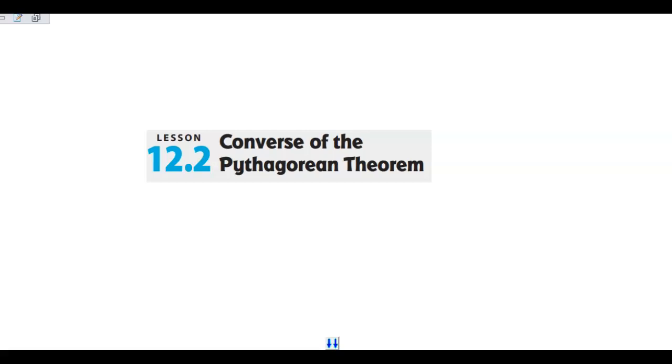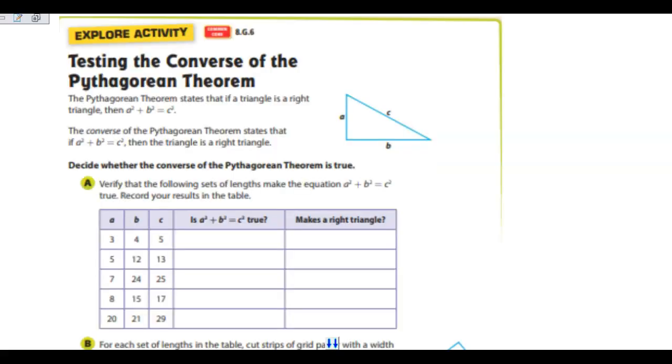Hello. Today we are going to be working with the converse of the Pythagorean theorem. With the Pythagorean theorem, we know that it only works with right triangles. And so the converse of the Pythagorean theorem is proving whether or not the triangle you're working with is a right triangle or not.